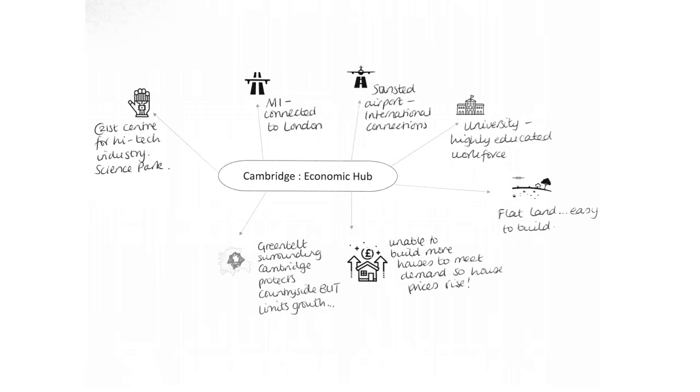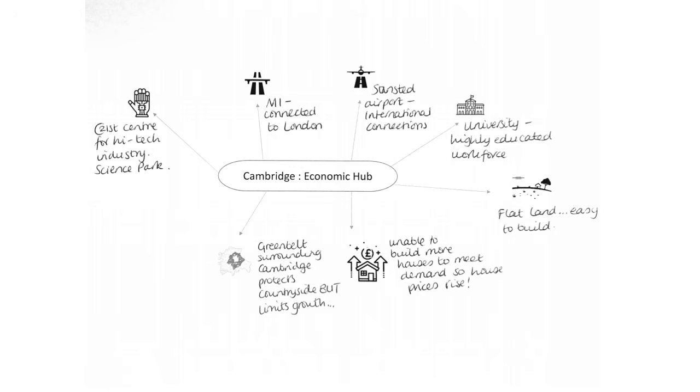We need an example of an economic hub. Cambridge is our example. So in the 21st century, it's become an economic hub for high-tech industry. In the past, it was a hub for academia, for education, with its world-class top university. Today, it's all about the high-tech industry, and they've got a business park and a science park there.